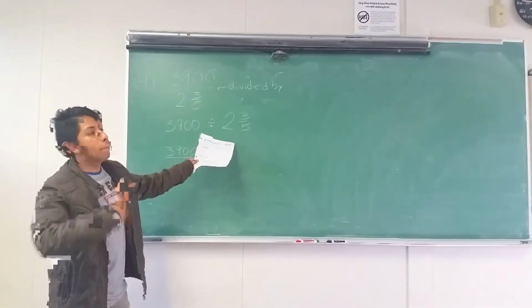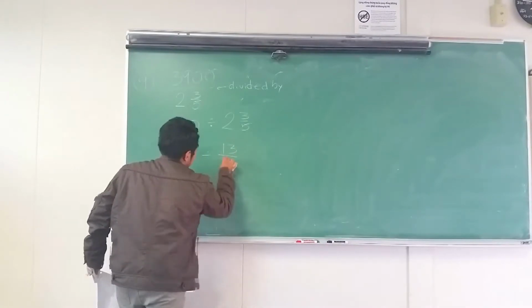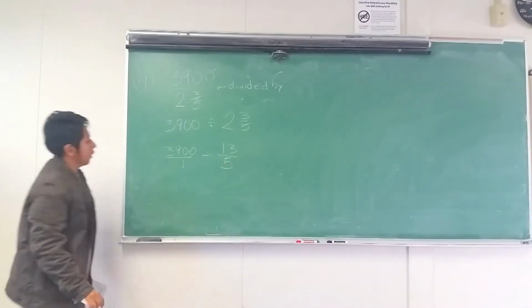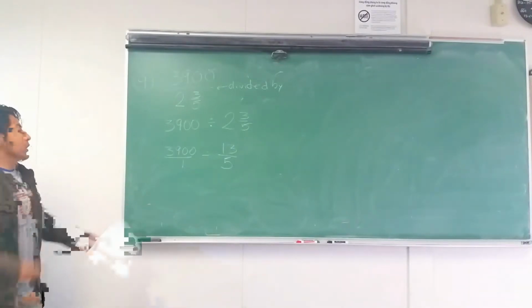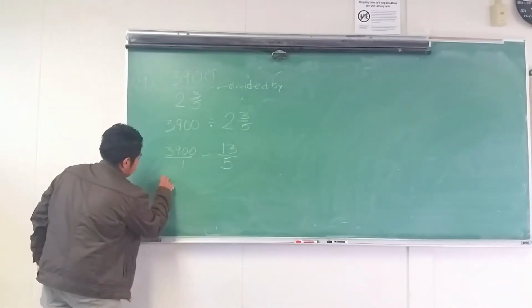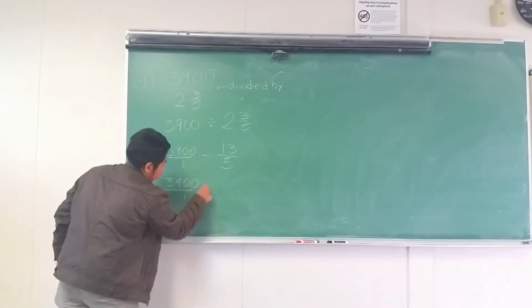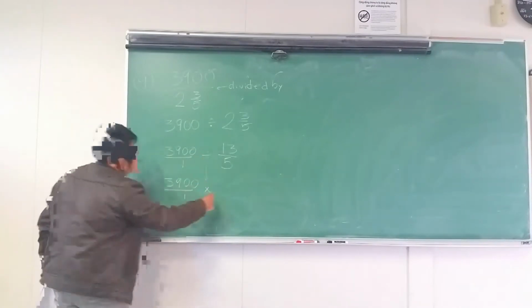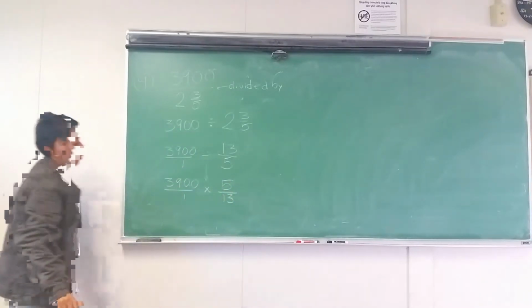5 times 2 is 10, plus 3 is 13. 13 over 5. Now let's change this division statement into a multiplication statement. So that will be 3,900 over 1. This stays, but this gets flipped, so 5 over 13.